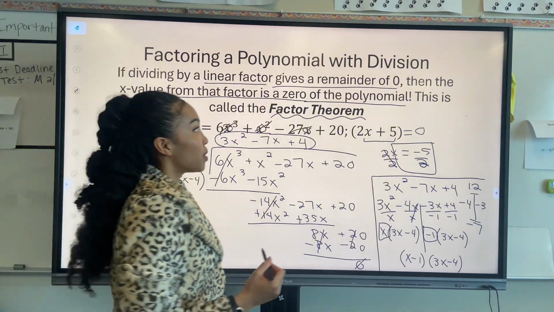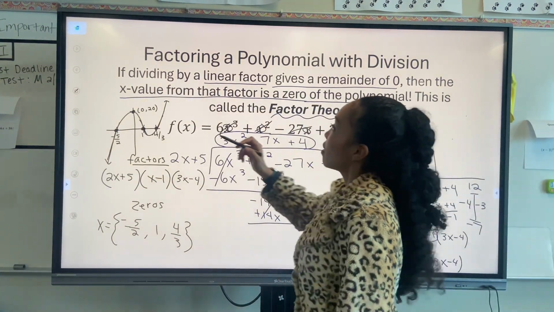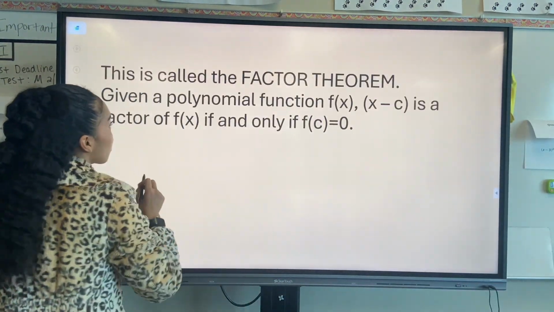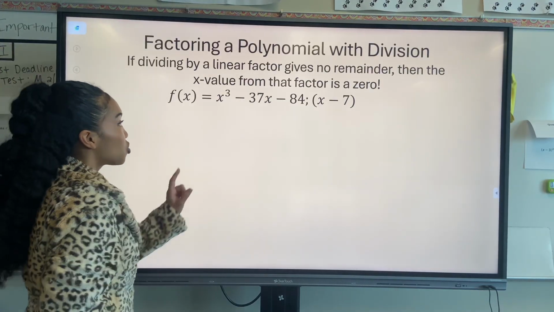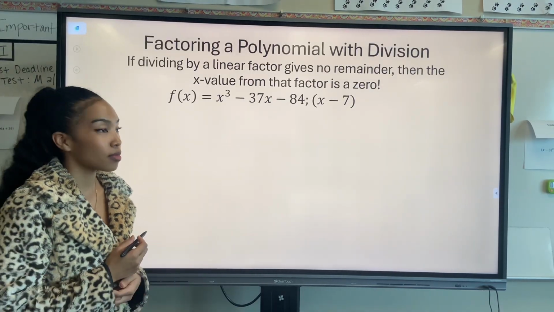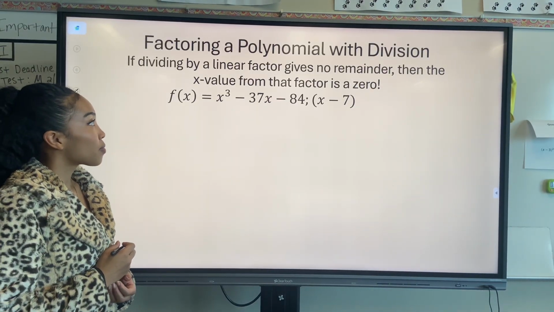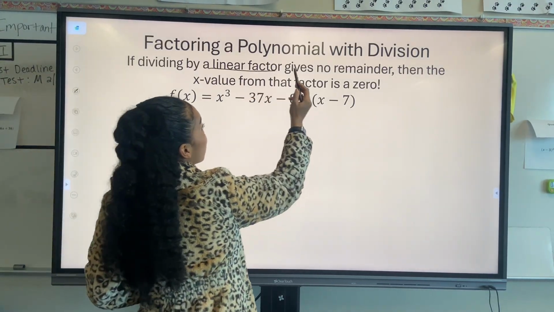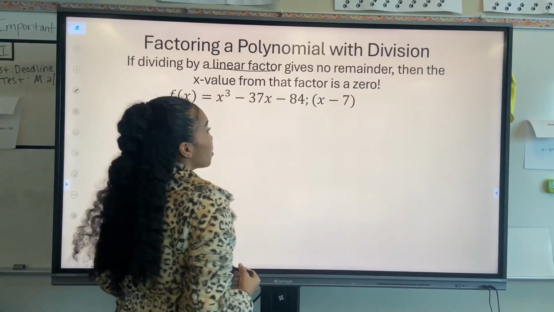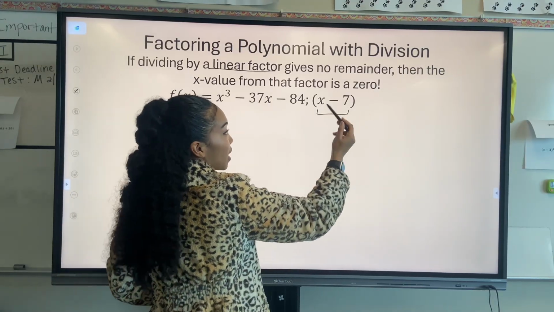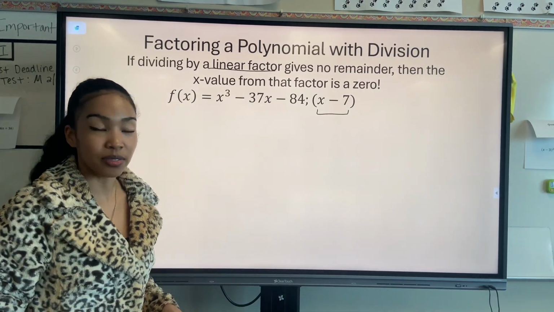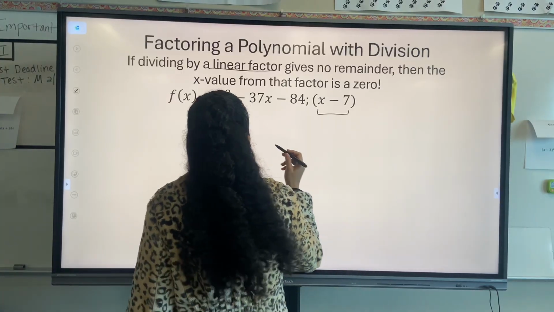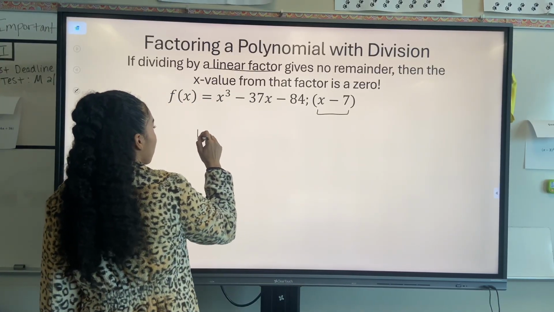Okay, I'm going to have you guys try this example. And remember, when you divide by a linear factor and it gives you no remainder, that means this is a factor and you also found a 0. I'm going to put the answer on the board. This time I'm going to do synthetic division.